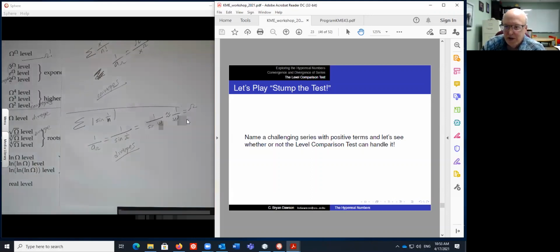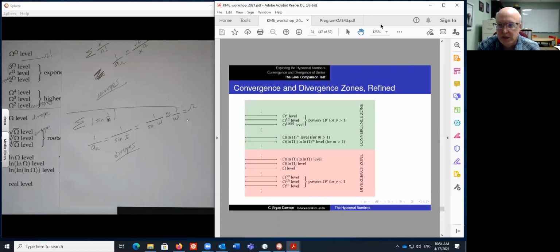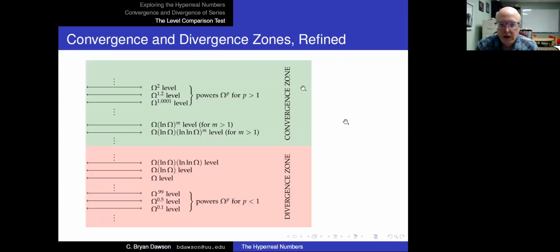Okay, others. All right, well, hearing none, let me give you a couple of these. Well, I'll show you first a little bit of a refinement of these convergence and divergence zones. And then I'll show you a couple of series that can stump the test.